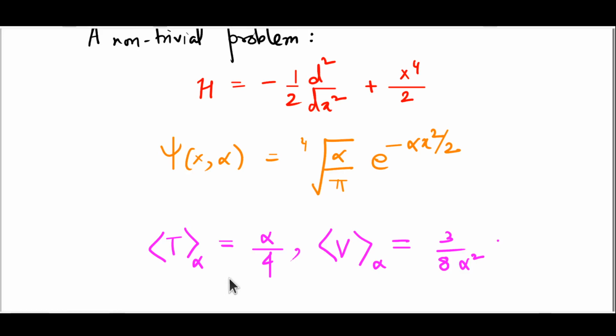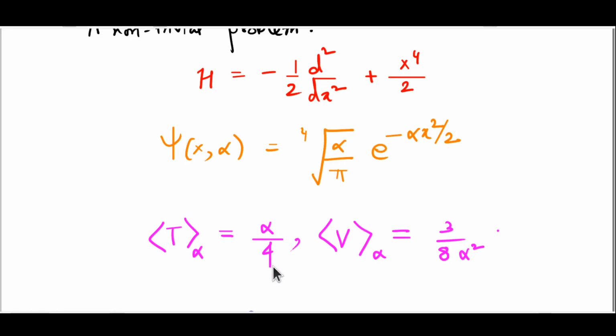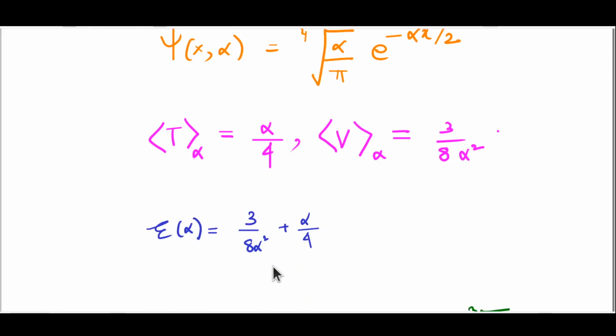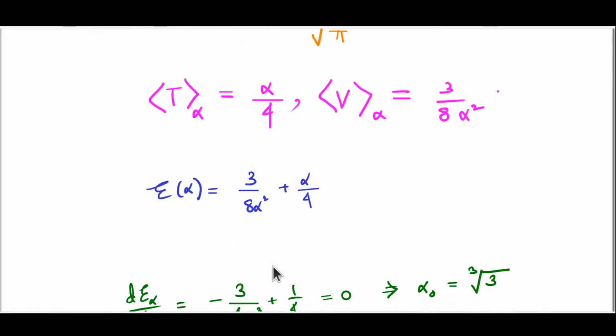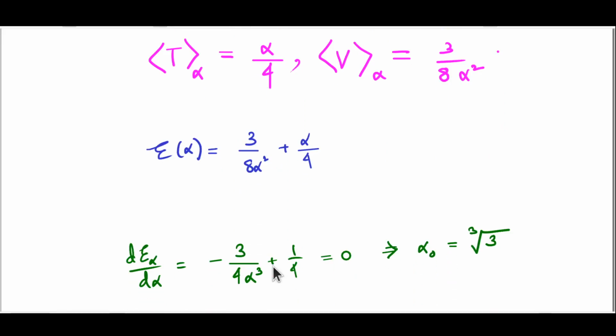It's very easy to calculate the expectation value of T and V. In this case, all you have to do is follow the standard Gaussian integrals that we wrote down, and you will get these expressions: alpha by 4 for kinetic energy expectation value, and 3 by 8 alpha square for the potential energy expectation value. The expectation value for the energy curly E of alpha works out to be 3 by 8 alpha square plus alpha by 4.